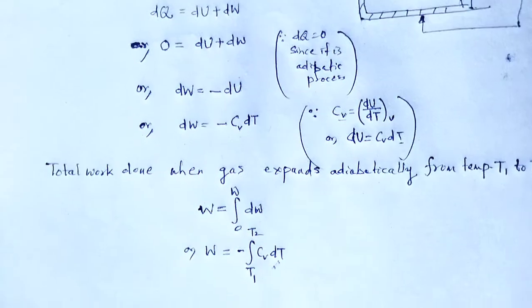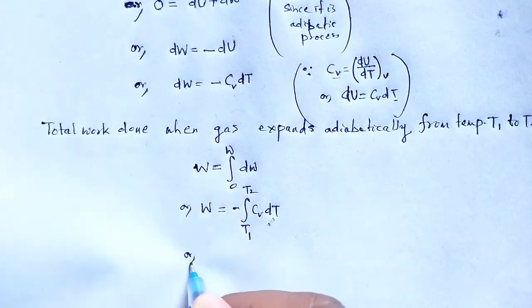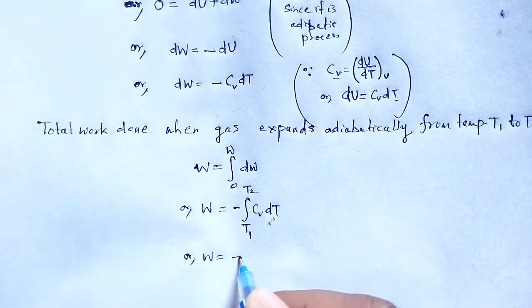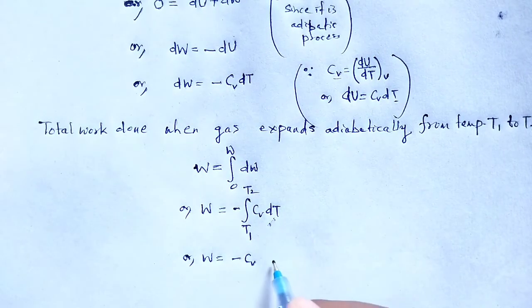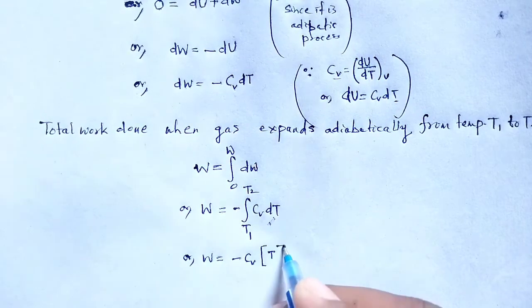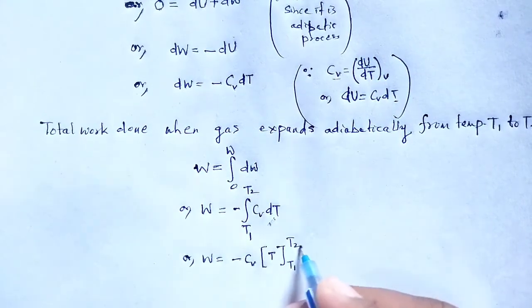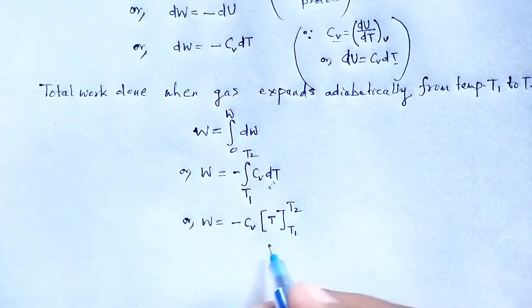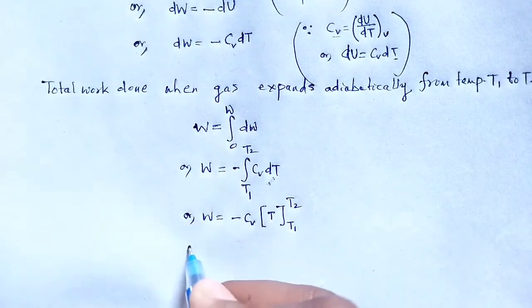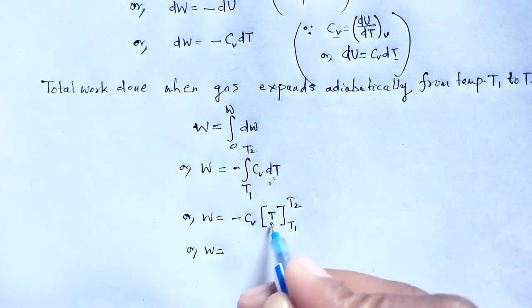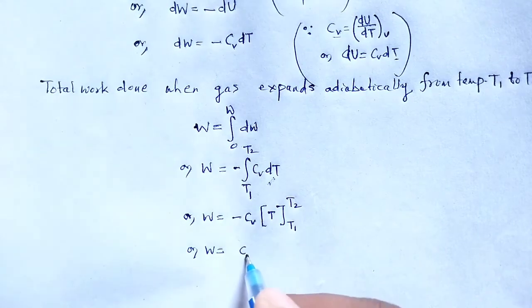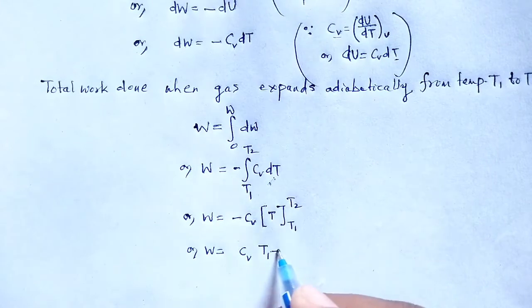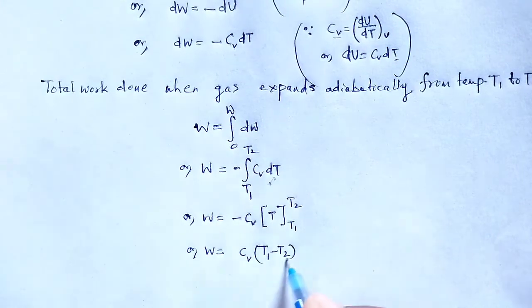So W is equal to minus Cv, as Cv is a constant and goes outside. The integration of dT is T from T1 to T2 using upper limit and lower limit. W is equal to T2 minus T1, but with the minus multiplied into the bracket, it will be Cv (T1 minus T2). Okay.